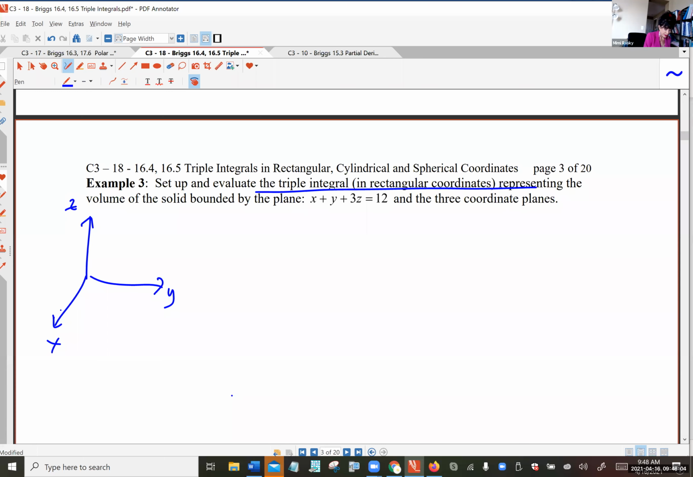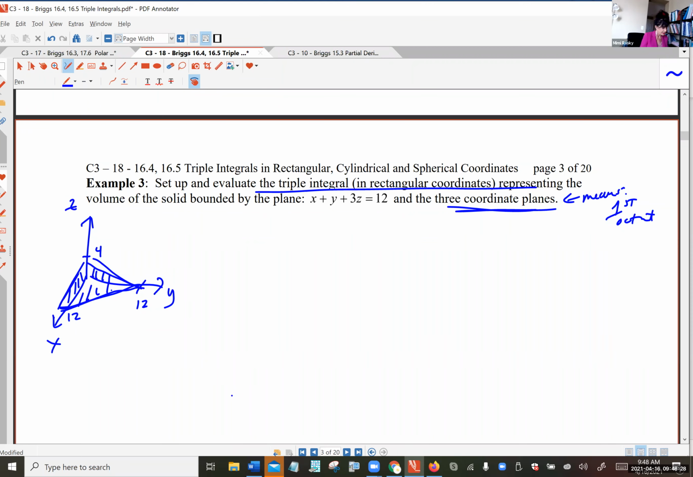I'm going to sketch the plane, and keep in mind, when they say the 3 coordinate planes, that means the first octant. They don't always tell you that, but it means the octant coming out of the page where x, y, and z are all positive. So the capping surface is here, and the walls of the solid are the 3 coordinate planes. So there's your solid region.